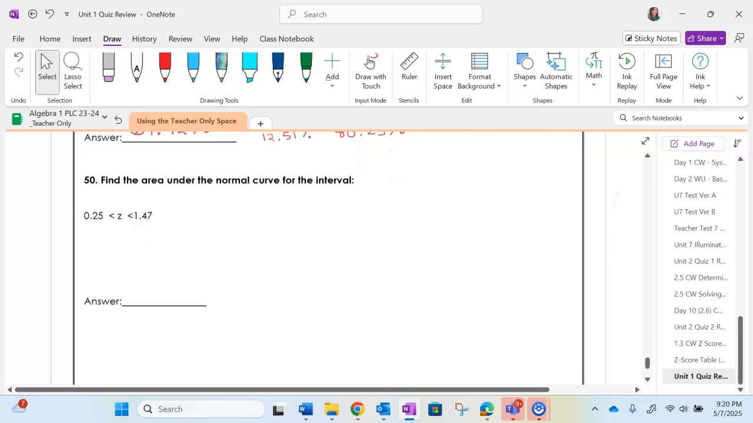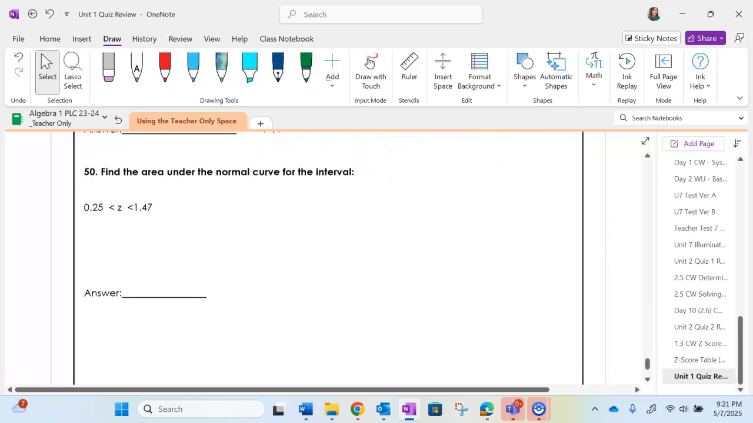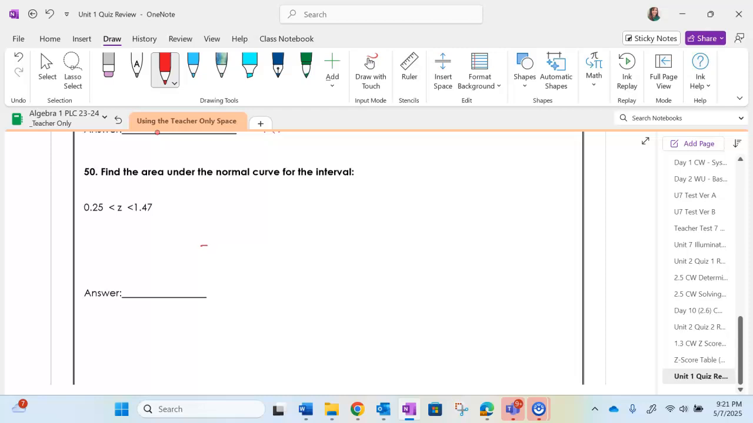All right, let's do the last one, which is problem 50. Same way. I'm going to draw my bell curve. Here we go. So remember, we have our mean goes in the middle, and then we're going to do 1, 2, 3, and 1, 2, 3. All right, so we're going to do the first one. I'll do it in green this time. We're going to do this one first. Z is greater than 0.25. That's the first one.